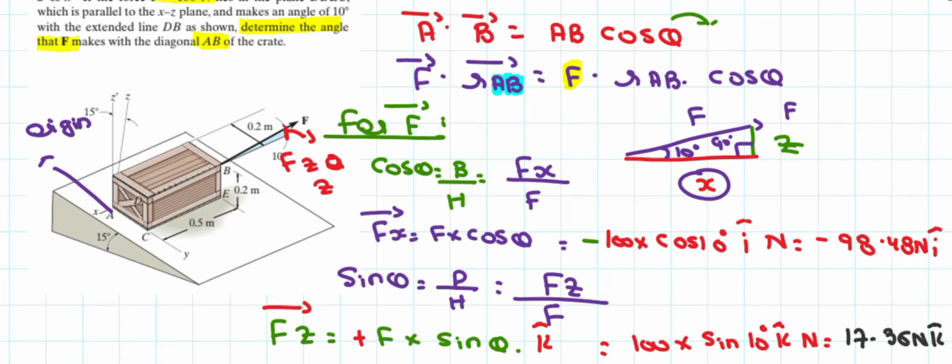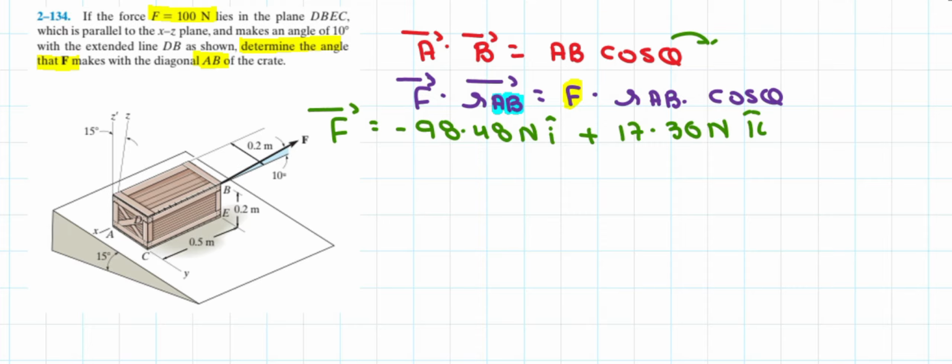Just write it down in your notes, and if you have any query, just comment on this video. I am using some extra things from here, so just write it down or take a screenshot. Now we have successfully found the vectorial form or the Cartesian form of force F.